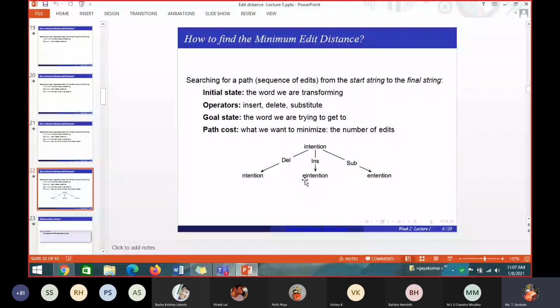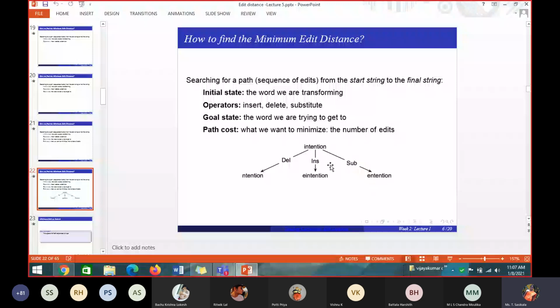This is to understand how deletion, insertion, and substitution work. What will be my output? That character plus the string, E and intention in this case. Substitution: I is substituted by E. In that case, I in the original intention will be replaced by E in the output string. So this is how the delete operation, insert operation, and substitution operation work.